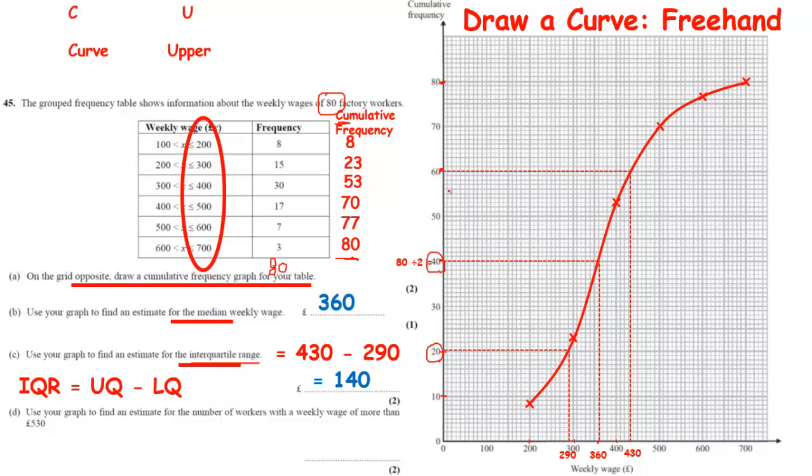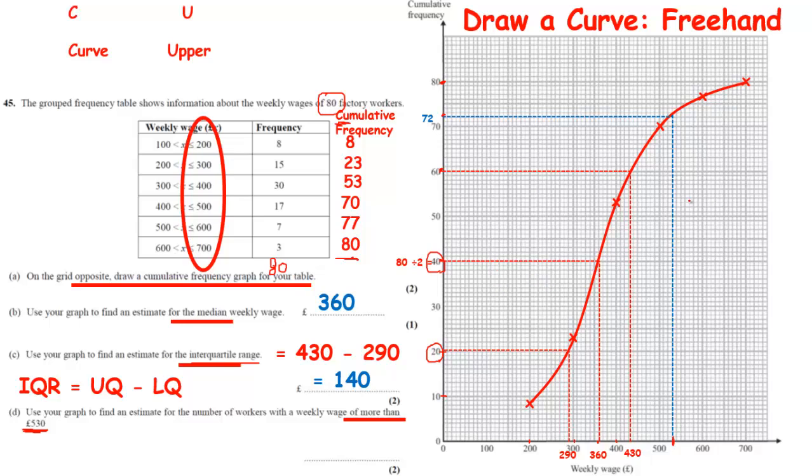Make sure you're really switched on with this, and that you can work out the median and the interquartile range from a cumulative frequency graph. It's very regularly asked, so you should know it very well. Part D, use the graph to find an estimate of the number of workers with a weekly wage of more than 530 pounds. So I need to find 530 on the x-axis, the horizontal axis, draw a line up to my curve and across, and I read that to be 72.